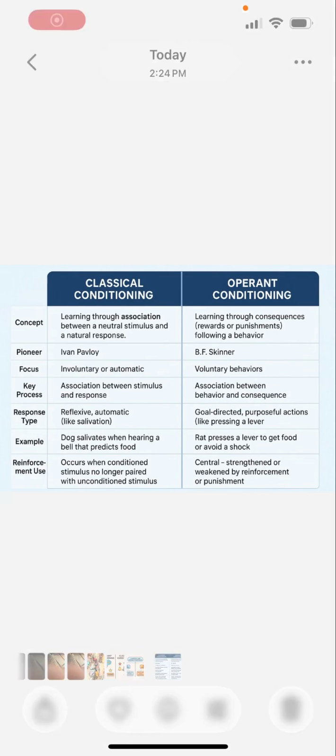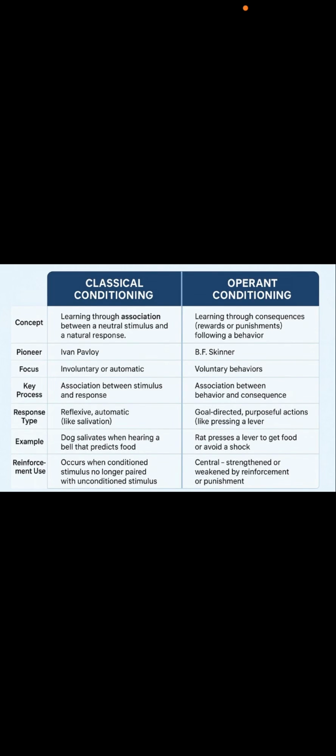Discuss the major differences between classical and operant conditioning. The first one, classical conditioning, was given by Ivan Pavlov, and operant conditioning was given by B.F. Skinner. Another major difference is that in classical conditioning, learning takes place through association between a neutral stimulus and a natural response. Here, the neutral stimulus is the sound of the bell and the natural response is the secretion of saliva.